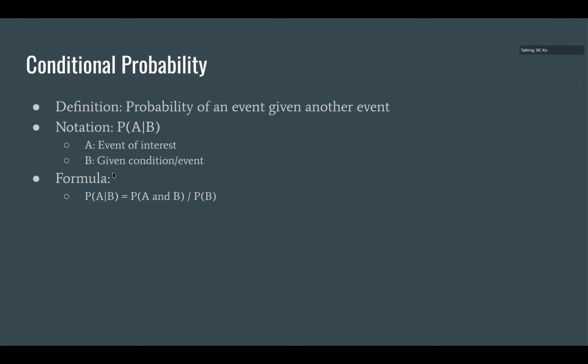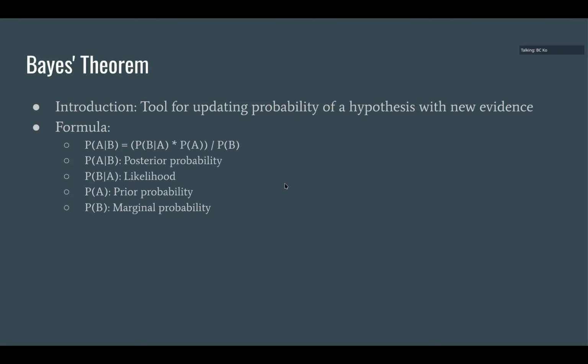And the formula for conditional probability is probability of A given B equals probability of A and B divided by probability of B. So this formula tells us how to calculate the probability of A happening given that B has already happened by dividing the probability of both A and B happening together by the probability of B. And this is really important for grasping Bayes' theorem. Now we're moving on to Bayes' theorem.